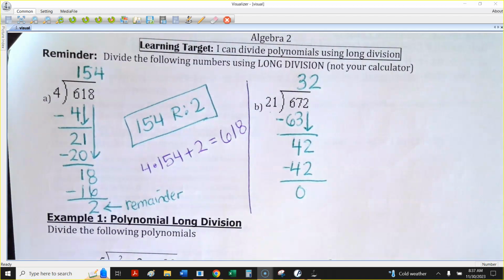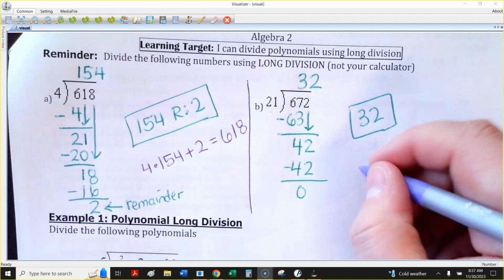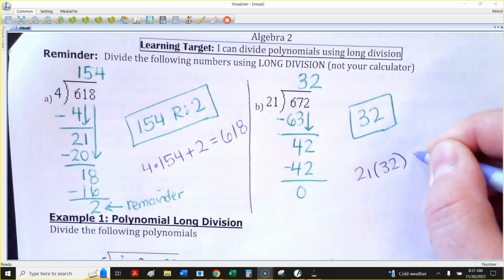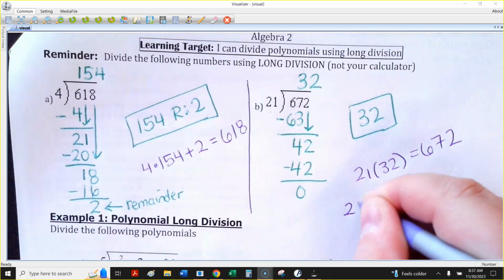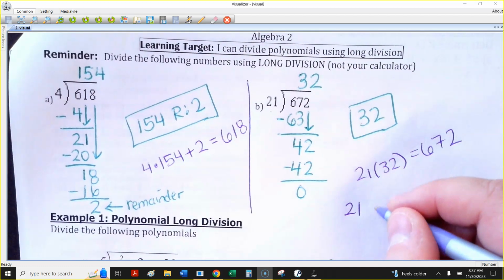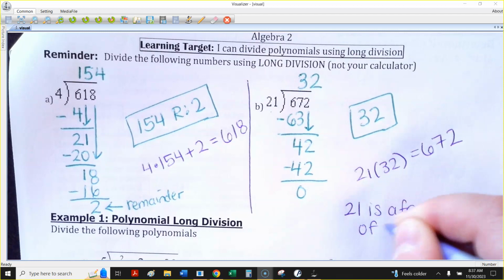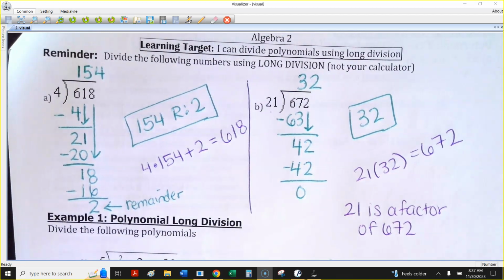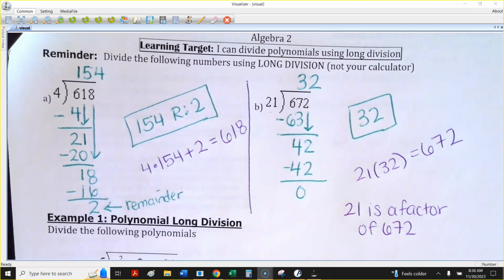Okay, so my answer would be 32. What it means is if I take 21 times 32, it actually equals the 672. We wouldn't have to add anything in if it divides in evenly. I'm just going to jot this down because this will make sense when we start working on the polynomials. I would say here 21 is a factor of 672. Anytime you divide in evenly with no remainder, that means that number is a factor of whatever we were dividing, in this case 672. Here, 4 is not a factor of 618 because I had a remainder. Is anybody having a question?